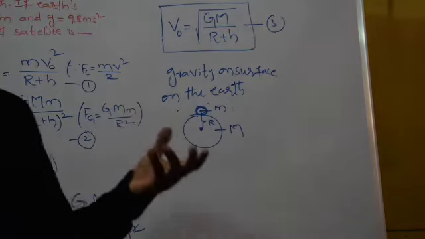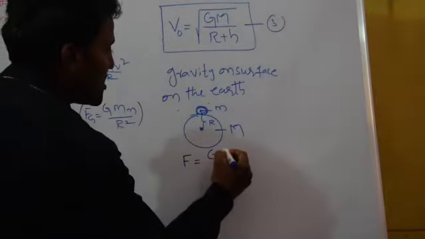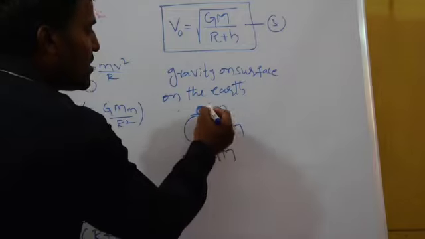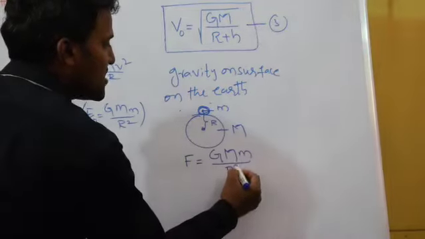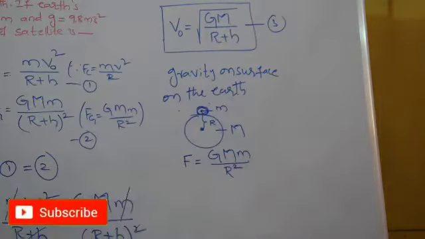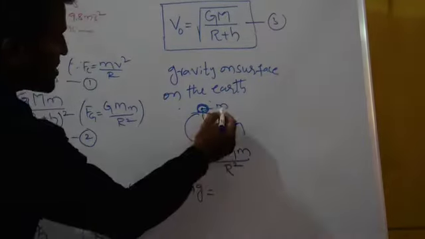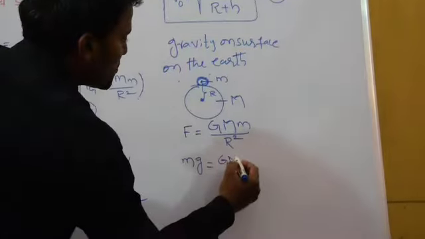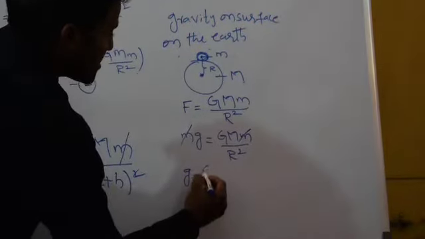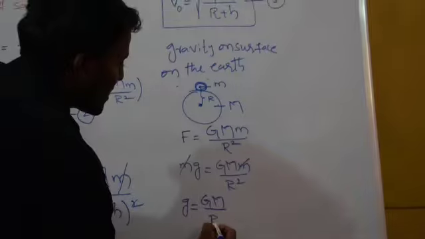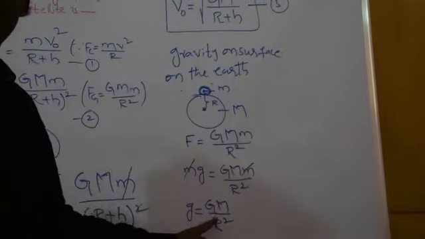What is the gravitational force? It is the attractional force. According to the gravitational force I am writing F is equal to capital G into capital M, mass of the earth, into mass of the object divided by distance. From here to here distance is R, so that is R square. This F is equal to weight of the object, m into g. Here small m is nothing but a mass of the object. Capital G into capital M small m divided by R square. Here mass gets cancelled. Small g is equal to capital G M divided by R square. So gravity on the surface of the earth, small g is equal to G M divided by R square.